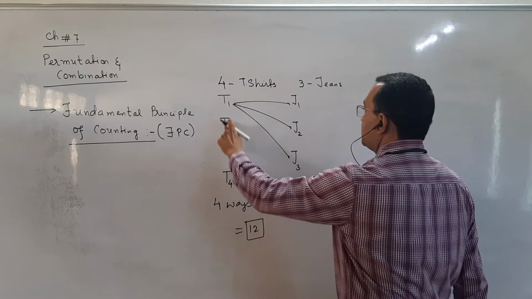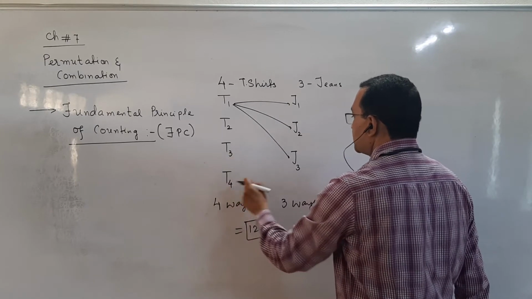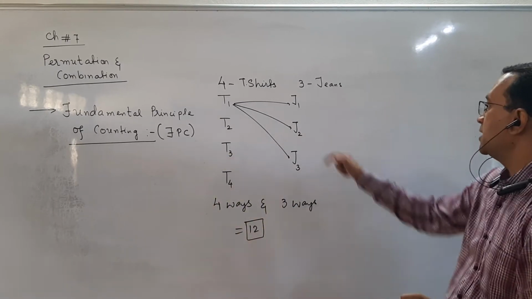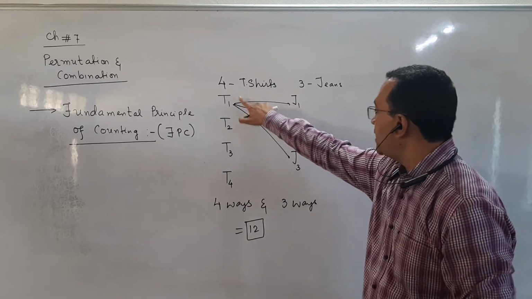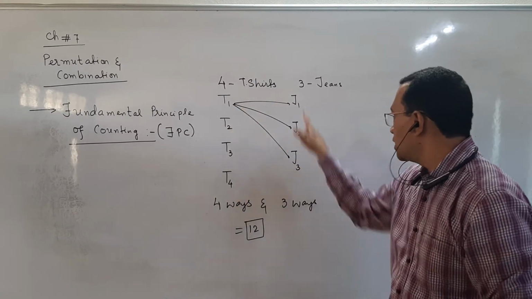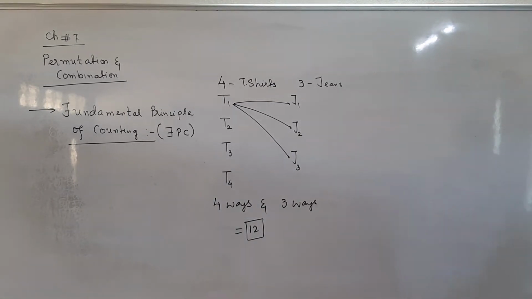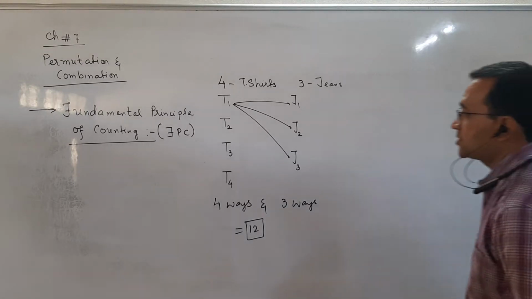3 pairs with T1, again 3 with T2, 3 with T3, and 3 with T4. Or conversely, one jeans can be paired with 4 t-shirts, again the second jeans can be paired with 4, the third jeans can be paired with 4. So either way, the pairs are 12. So you can form a pair and get ready for the party in 12 ways.